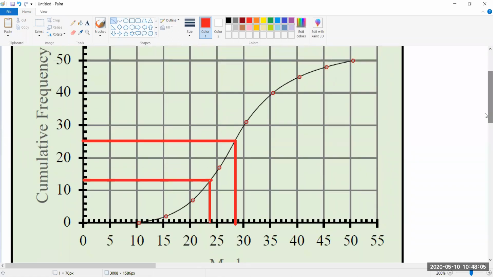Let's find our third quartile. What is 3/4 of 50? This is around 23.5 or something, right? Let's find 3/4 of 50. That will be around here. You all have to know how to do this, huh?